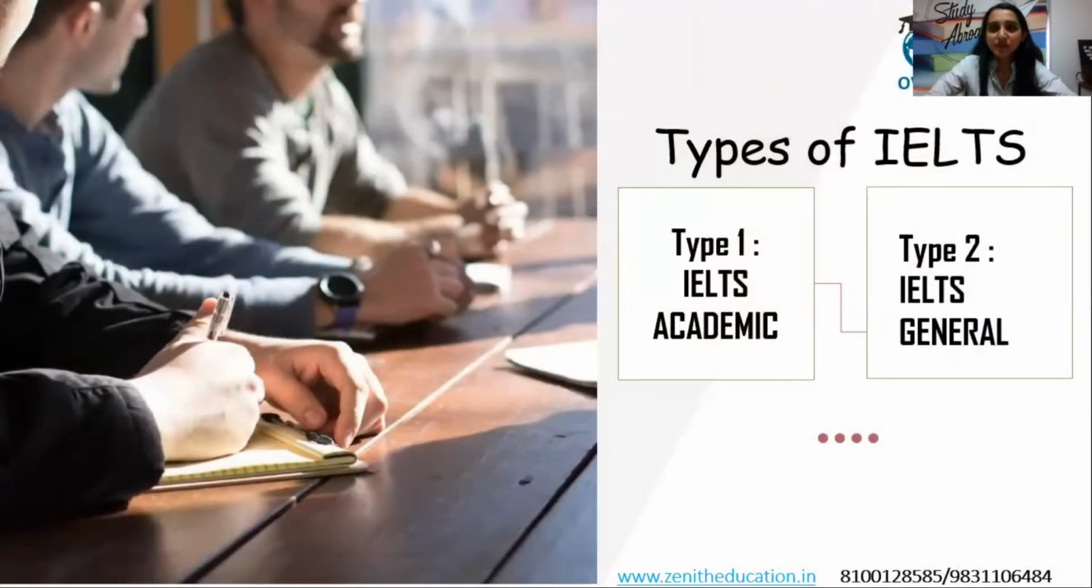Now there are 2 different IELTS modules, IELTS Academic module and the IELTS General Training module, which includes 4 papers, 4 sections: reading, writing, listening, and speaking. While the speaking and listening sections are the same in both modules, the reading and writing tests are different. You should choose the academic module if you wish to study at an undergraduate or postgraduate program. You should choose the general training module if you wish to migrate to an English-speaking country.